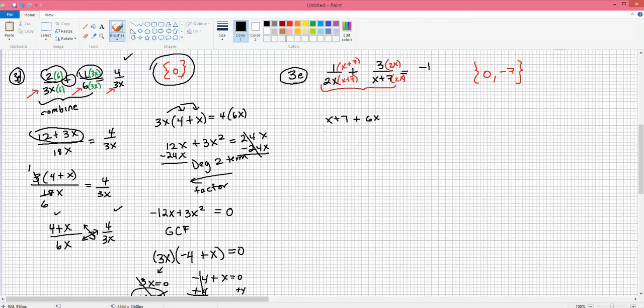Right, 3 times 2 is 6x. That's 7x plus 7. And this is over 2x times x plus 7 equals -1. Now you know this is -1/1, right? So you can cross multiply. What's all of this times 1? It's going to be the same thing. And this just becomes negative. Well, now we need to distribute that in.